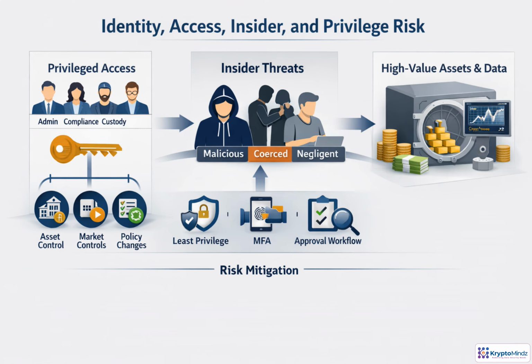Identity risk becomes business risk when privileged users can control assets, markets, or compliance policy. A compromised admin, custody operator, developer, or compliance officer may enable forced transfers, unauthorized changes, data extraction, or contract upgrades. Insider risk is not always malicious. It may involve coercion, negligence, or weak separation of duties. Controls should combine least privilege, phishing-resistant MFA, just-in-time access, approval workflows, audit logs, and regular access reviews, so no single identity can create outsized damage.